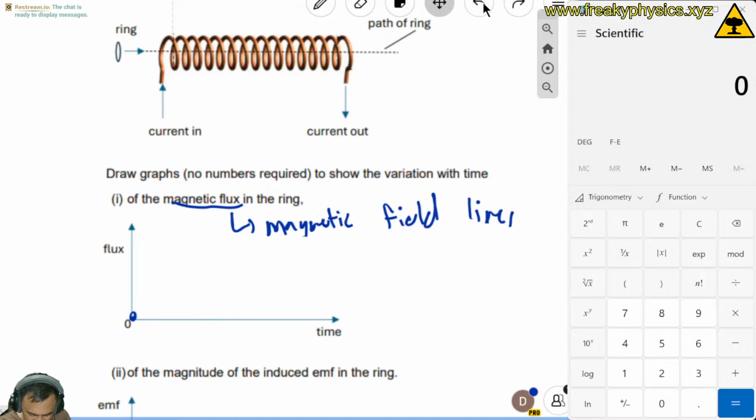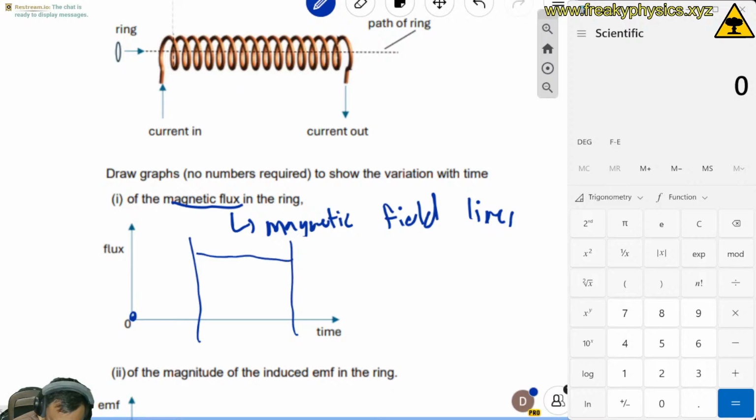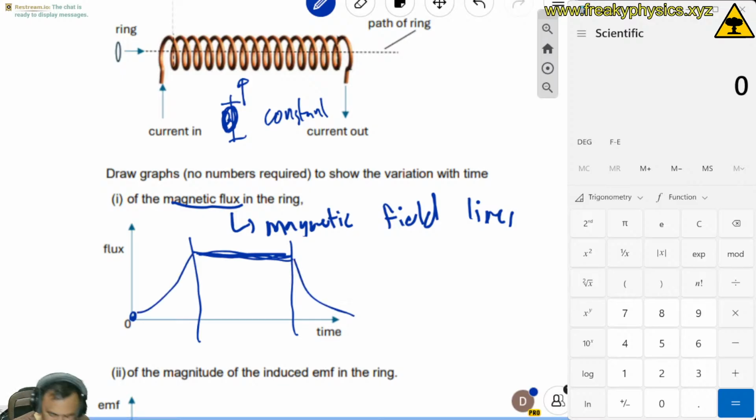Okay, since it can go into the solenoid, let's just draw the positions first. So this is gonna be one end of the solenoid. That's gonna be the other end of the solenoid. Here on the inside, the magnetic flux is constant. So it's gonna be like this here. A horizontal straight line here, and then it's gonna curve up like so here. It's gonna curve down like so, like that.